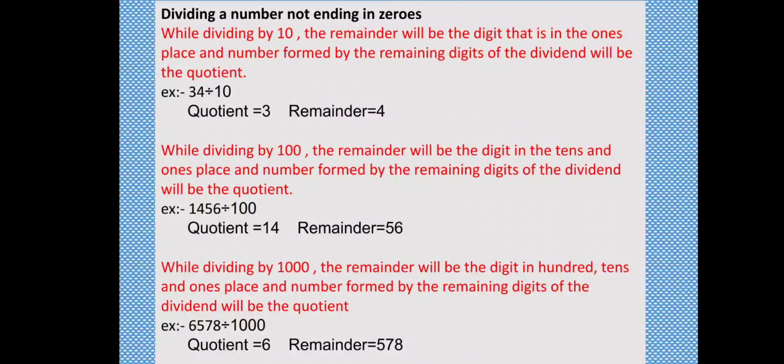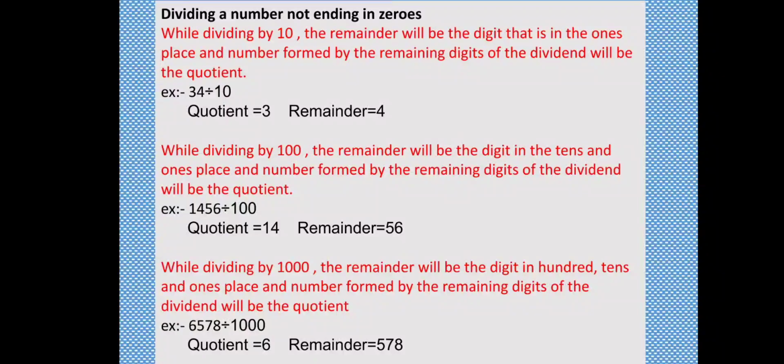While dividing by 100, the remainder will be the digits in the tens and ones place, and the number formed by the remaining digits of the dividend will be the quotient. For example, 1456 divided by 100. Here the last two digits, on the tens and ones place, are going to be the remainder, which are 56, 5, 6. And the rest of the number, which is 14, is going to be our quotient.